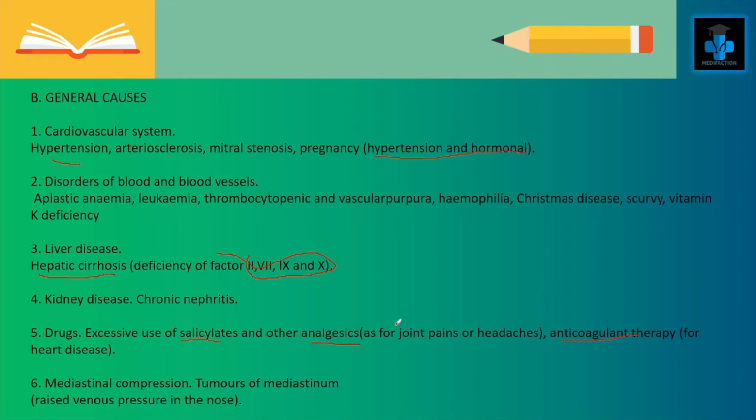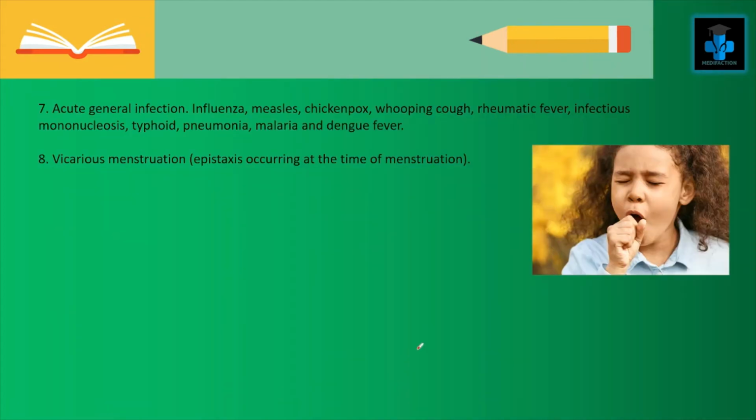Another reason may be mediastinal compression. This may be due to tumors of the mediastinum, and this causes raised venous pressure in the nose, resulting in epistaxis. Acute general infections, such as influenza, measles, chickenpox, whooping cough, rheumatic fever, infectious mononucleosis, typhoid, pneumonia, malaria, and dengue fever. Also, vicarious menstruation: epistaxis occurring at the time of menstruation.